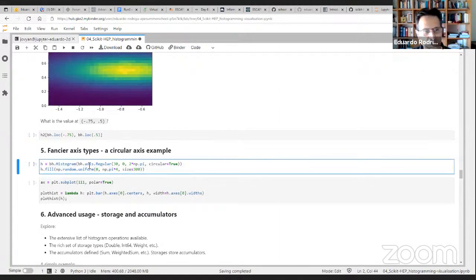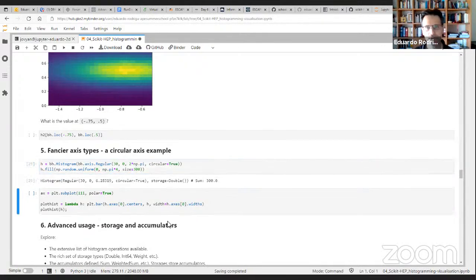Another thing I should mention: so far we've always been using the regular axis. One of the things that is great about Boost Histogram, even starting with the C++ library, is that you can get all kinds of axis types. The regular one, you can have an irregular one, so to speak, so you can define it yourself. You can have a circle axis, which in this case is given with the keyword circular equals true. And you can also have category, string, and so on. I'll come back to that in a reference.